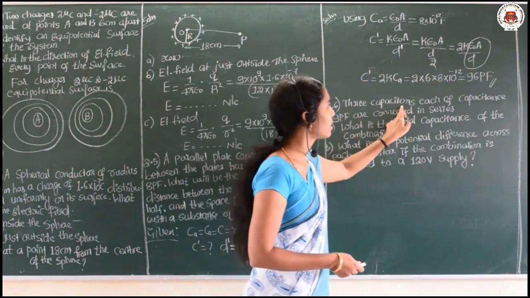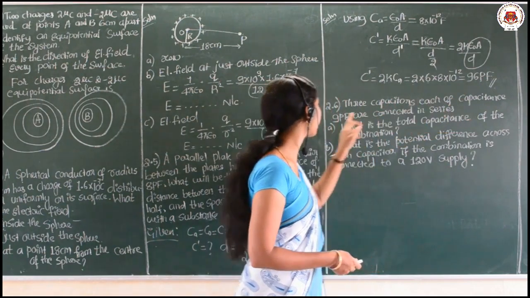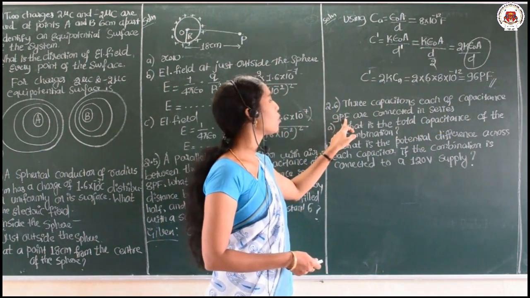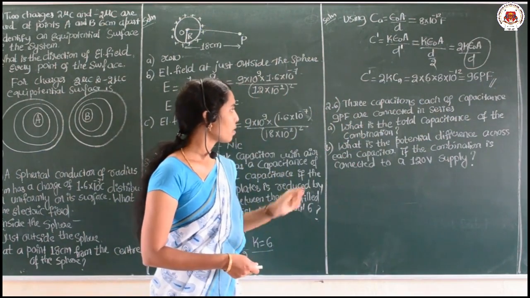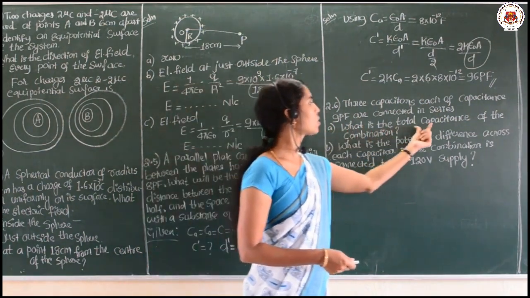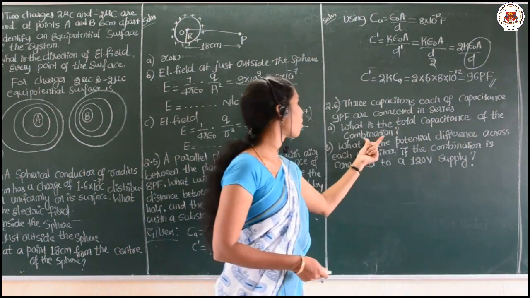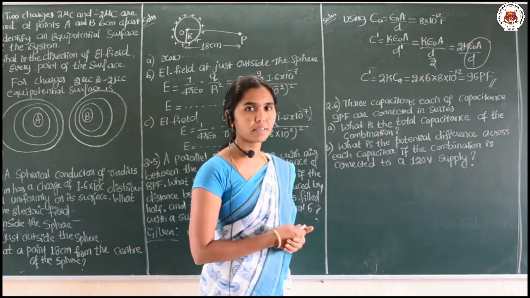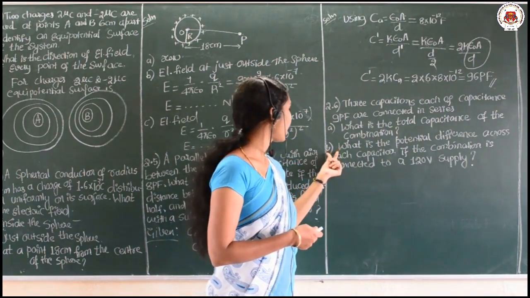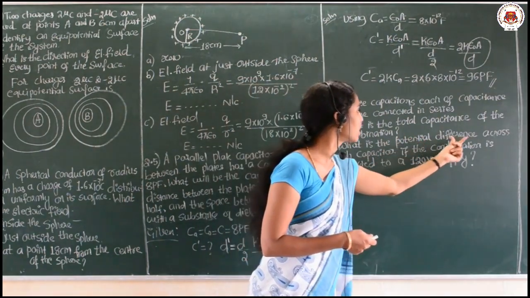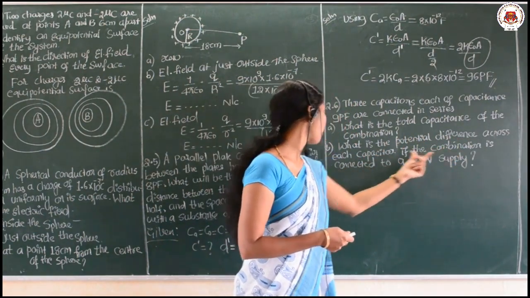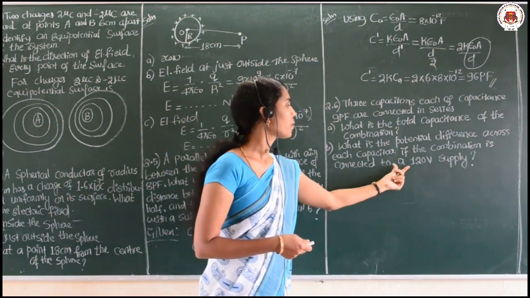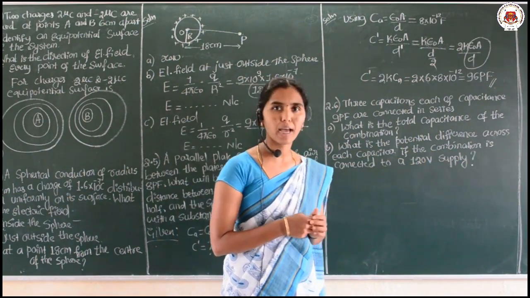3 capacitors, each of capacitance 9 picofarad, are connected in series. First question, what is the total capacitance of the combination? Total capacitance. Second, what is the potential difference across each capacitor if the combination is connected to a 120 volt supply?